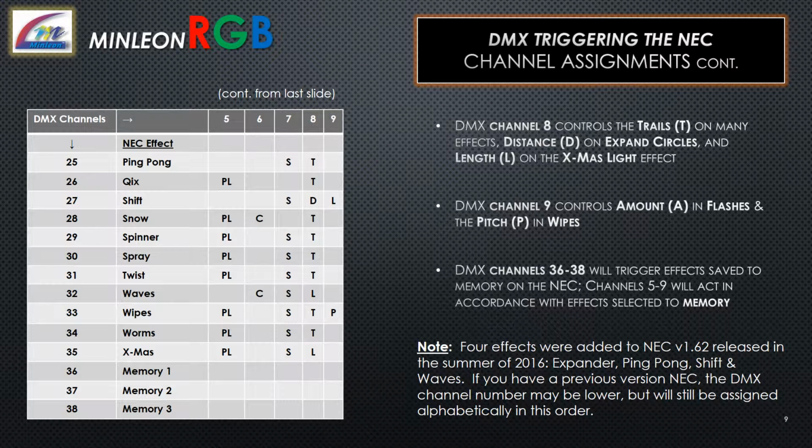More on channel assignments. DMX channel 8 controls the trails on many effects, distance on expanded circles, and length on the Christmas light effect. DMX channel 9 controls amount in flashes and the pitch in wipes. DMX channels 36 through 38 will trigger effects saved to memory on the NEC. Channels 5 through 9 will act in accordance with the effects selected to memory.